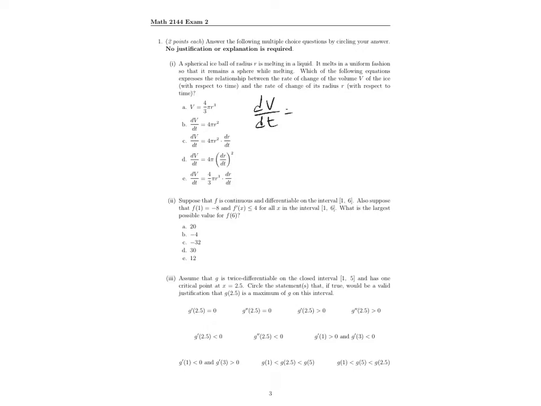So what we first need is an equation to relate r and V. We have a really nice equation for the volume of a sphere, which is V equals 4/3 pi r cubed. So taking the derivative of both sides with respect to t, the derivative of V with respect to t is going to be dV/dt equals 4/3 pi, because that's all just a constant.